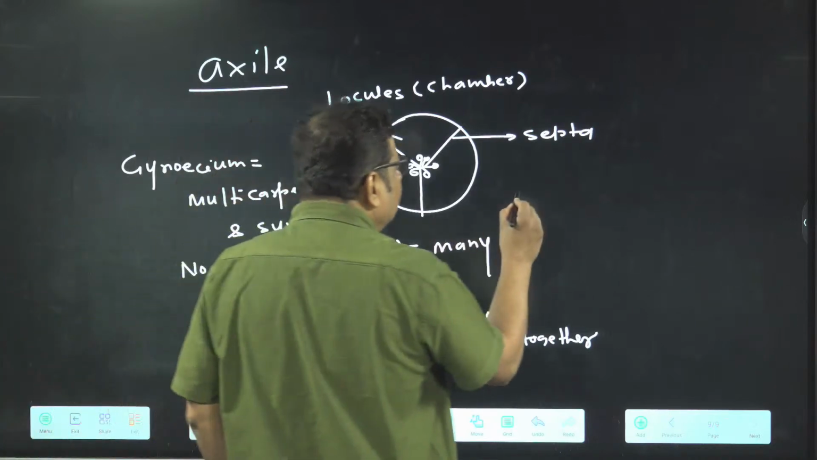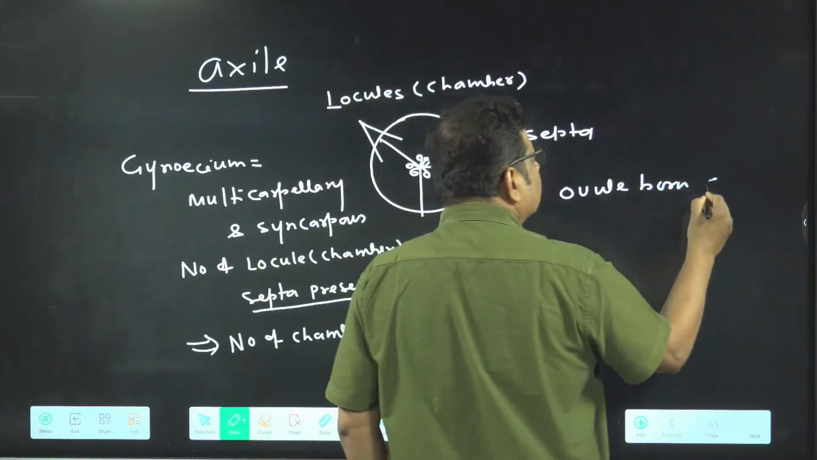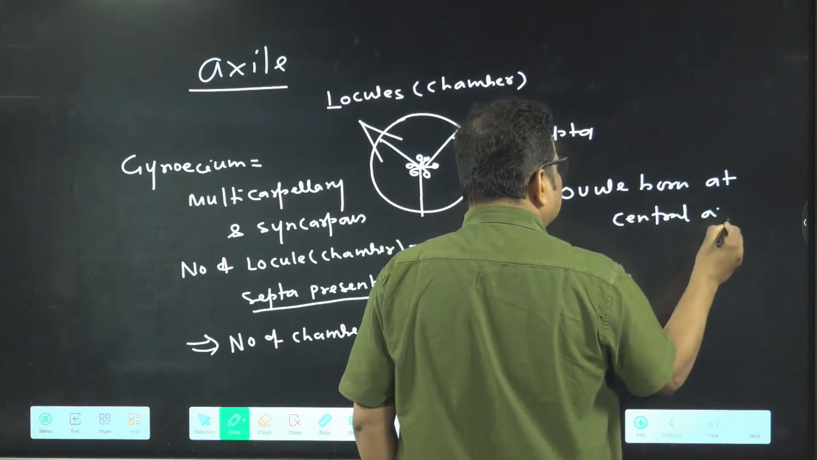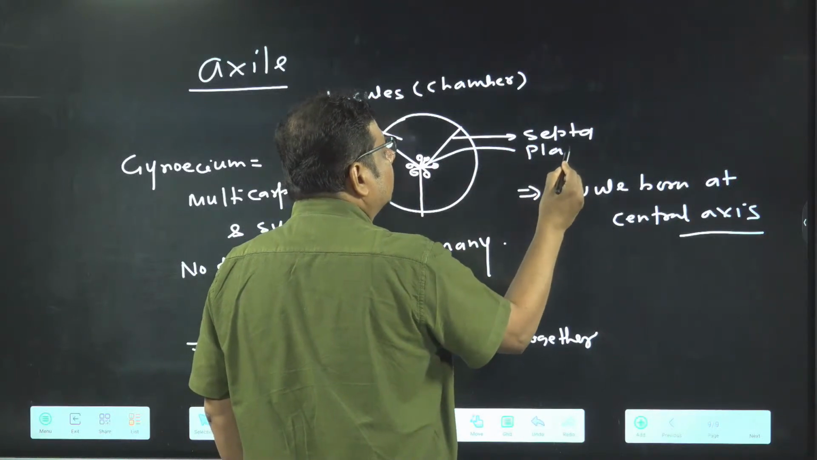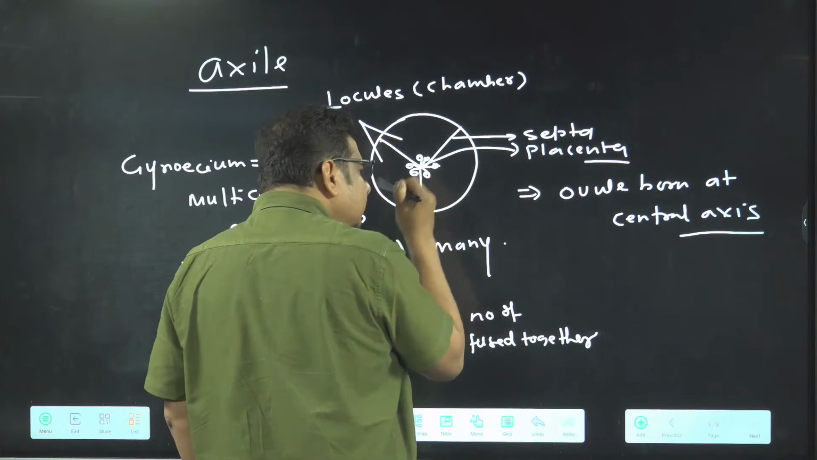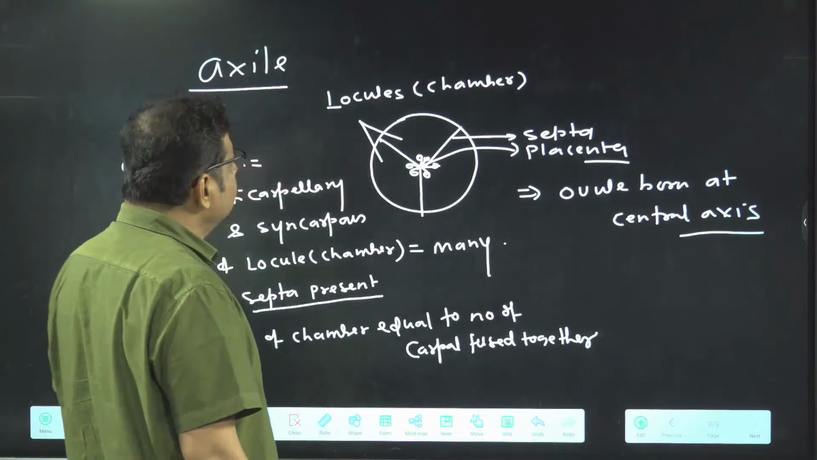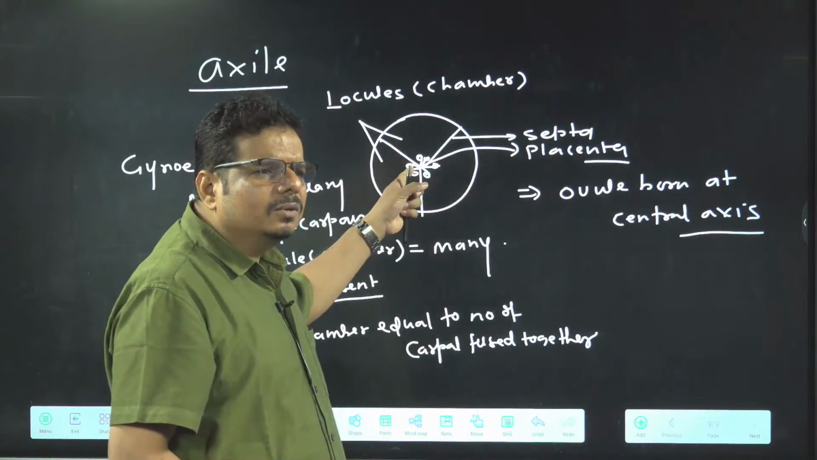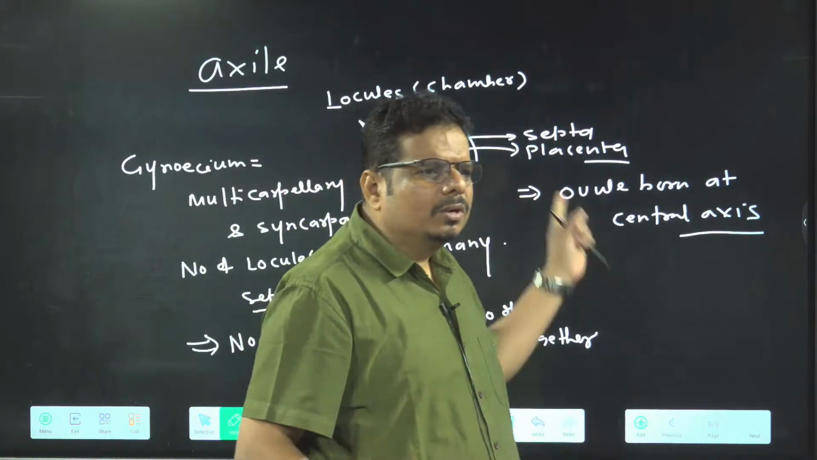And here ovules are born at the central axis. Here where is the placenta? Here is the placenta. Getting the idea? And these ovules are attached with the placenta. They are present in the central region. So such kind of placentation is called axile placentation. When you cut the lemon, you find it like this or not? When you cut the tomato, you find it like this or not?